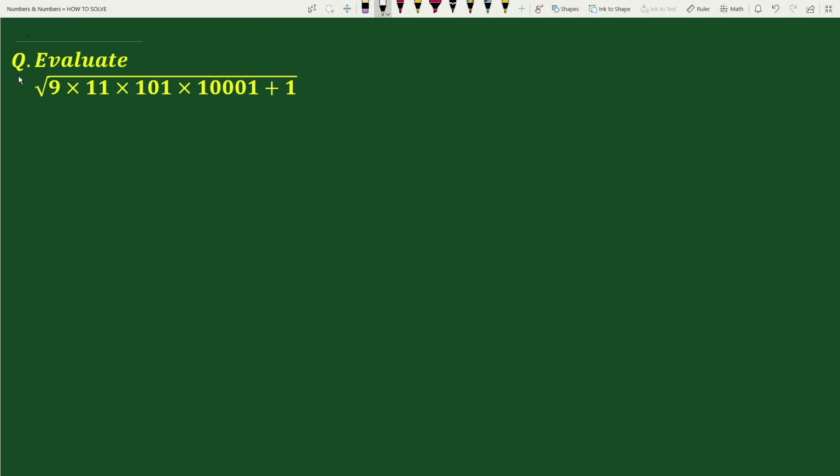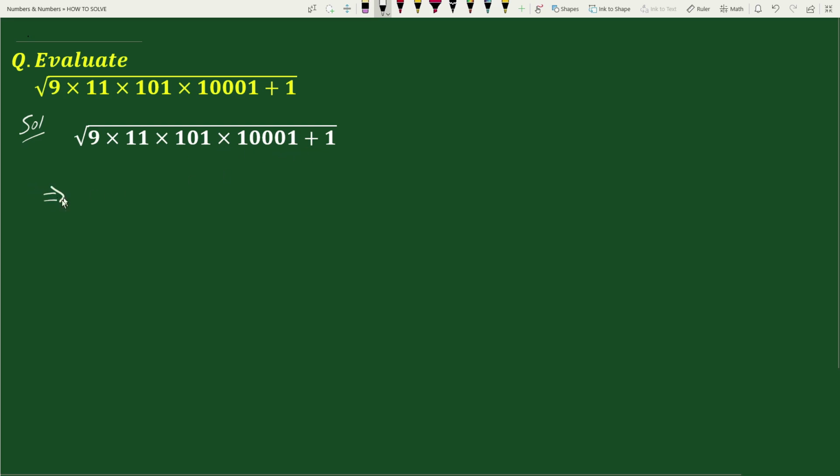Hello everyone. The question is: evaluate the square root of 9 times 11 times 101 times 10,001 plus 1. The solution will be here. Given the square root of 9 times 11 times 101 times 10,001 plus 1.